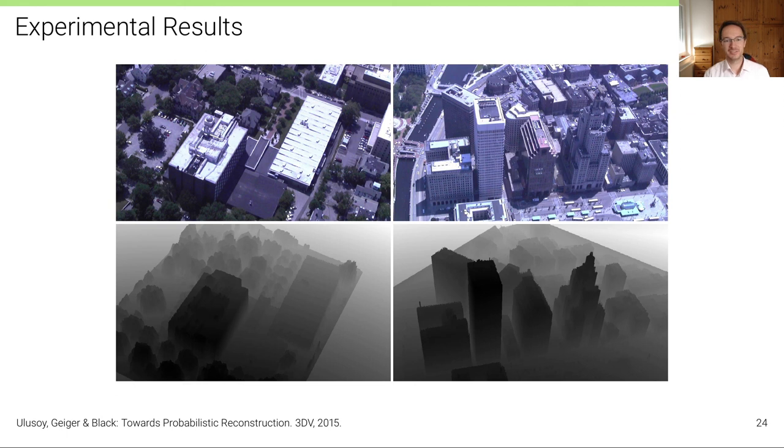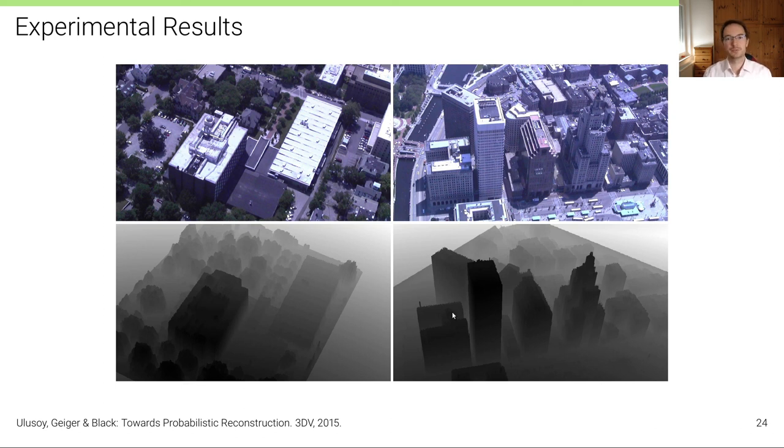Okay, so let's look at some results. Here is a data set that has been considered in this work. It's a data set from Restrepo et al. that has been captured by flying around a city, Providence, and capturing images of that city, and at the same time there was a LiDAR that was measuring depth so that accurate, or relatively accurate, ground truth depth was available for evaluation. So this is what you can see here.